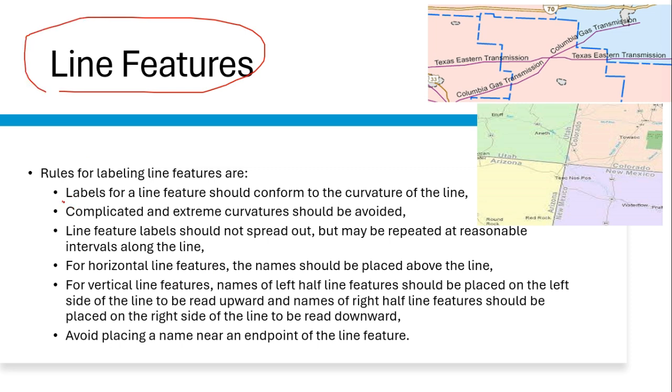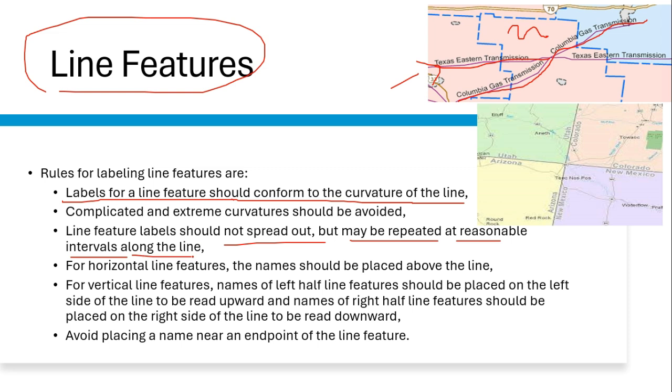Then we have naming rule for line features. So in line features, label for line feature should conform to the curvature of line. Whenever you are labeling any line feature, you should follow the curvature of the line. Like here image is written, and if there are in complicated curvature, then you can avoid this one. Line feature label should not spread out, but it may be repeated at reasonable interval along the line. Like any line is long, so label should not be like it is spreading out over the whole length of the line. You can set a rule like the labels are concisely repeated at an interval over the whole length.